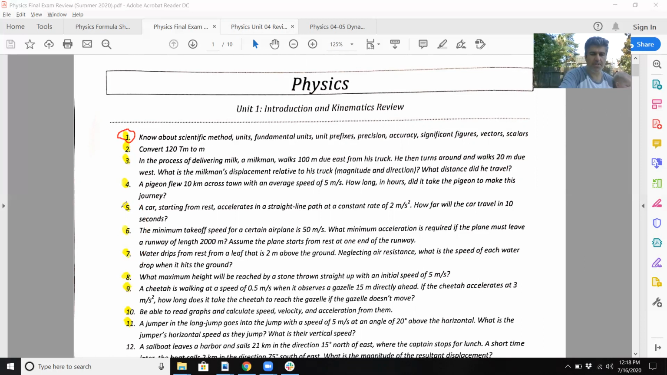Actually, I meant to circle 6, 7, 8, 9. These are kinematic questions, so that's going to be one question here, and I'll probably ask about two questions from there. It could be like, here's the initial velocity, the final velocity, the acceleration, find me the time, or here's the distance, the initial velocity, the acceleration, find me the time. So it could be something like that.